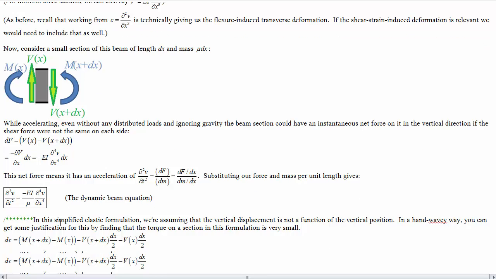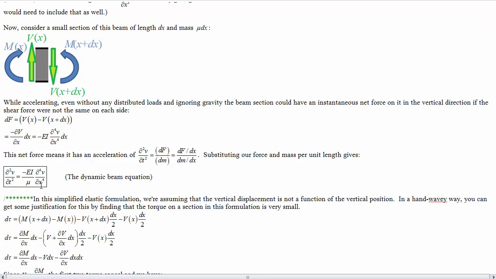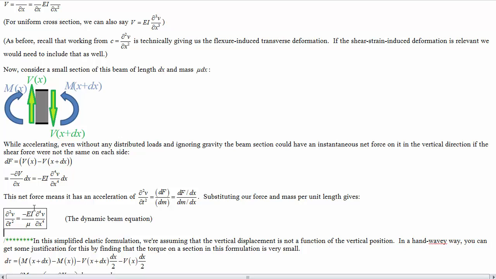Okay, the dynamic beam equation is second order in time and fourth order in space. It's basically the same as the regular beam equation, except instead of equating it to 0, we equate it to the second derivative of v with respect to t.